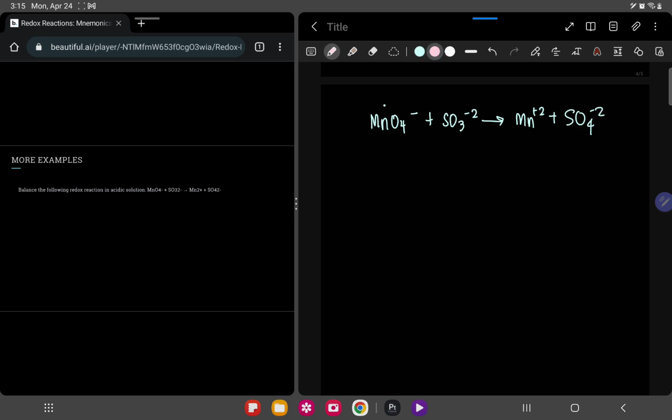So again, let's write the oxidation states. This one is positive 7. This one is positive 4. This one is positive 2. And this one, sorry, is positive 6. And this one is positive 4.